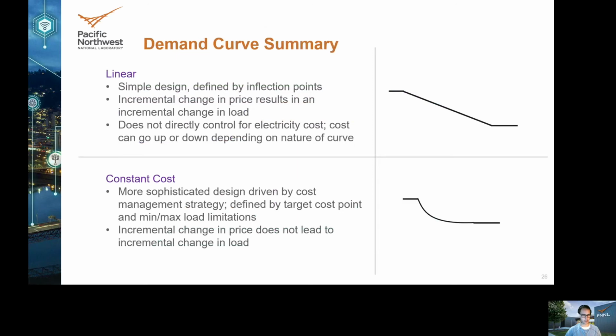And to summarize the couple of demand curves we just went over, the linear demand curve was simple in design and defined by its inflection points, where an incremental change in price resulted in an incremental change in load. But it did not directly control for electricity costs. The costs can go up or down depending on the nature of the curve. So next we looked at the constant cost demand curve, which was designed to control for cost, and it's a more sophisticated design driven by that cost management strategy. And it's defined by a target cost point and the minimax load limitations. And in the case of this curve, an incremental change in price no longer leads to an incremental change in load.